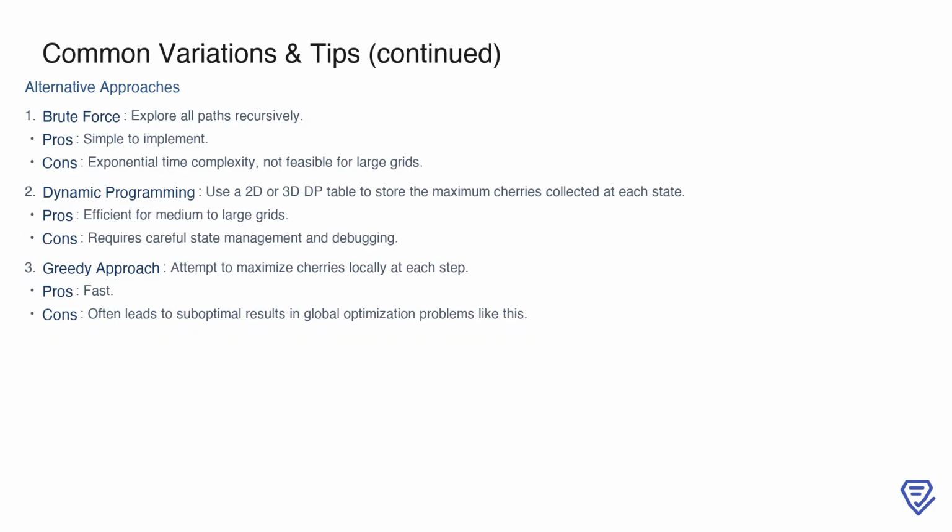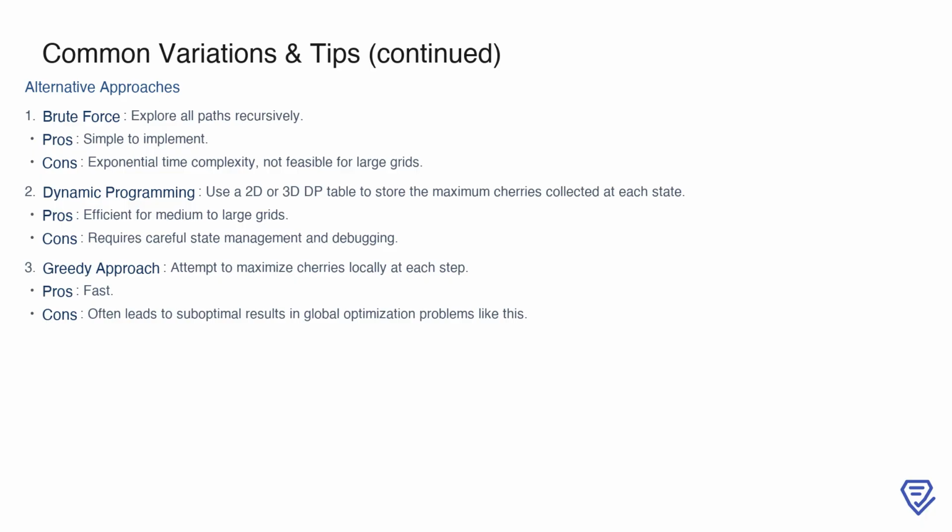Finally, let's explore some alternative approaches you might consider. The first is brute force, where you recursively explore all possible paths. This approach is simple to implement but comes with a major drawback: its exponential time complexity makes it infeasible for larger grids. A more practical solution is dynamic programming, where you use a 2D or even 3D DP table to store the maximum number of cherries collected at each state. This method is highly efficient for medium to large grids, but it requires careful state management and can be tricky to debug.